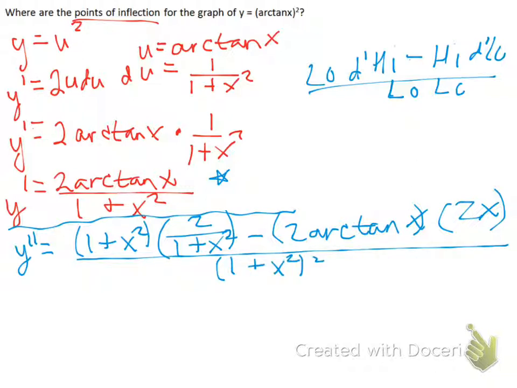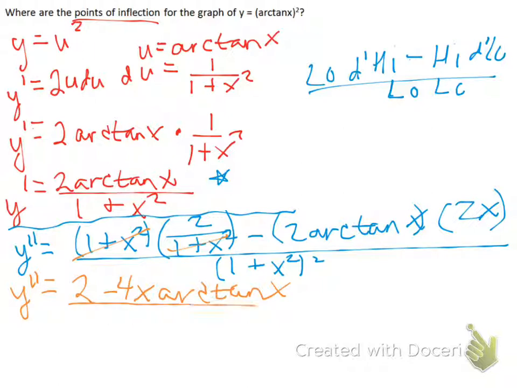So now I want to see if I can clean this up a little bit. I'm noticing that this 1 plus x squared cancels out with that 1 plus x squared. Anything else? I don't think so. So my y double prime is simply 2 minus 4x times arctangent of x, divided by 1 plus x squared, squared.